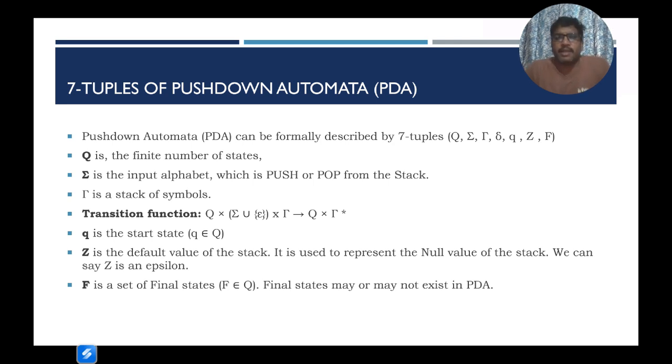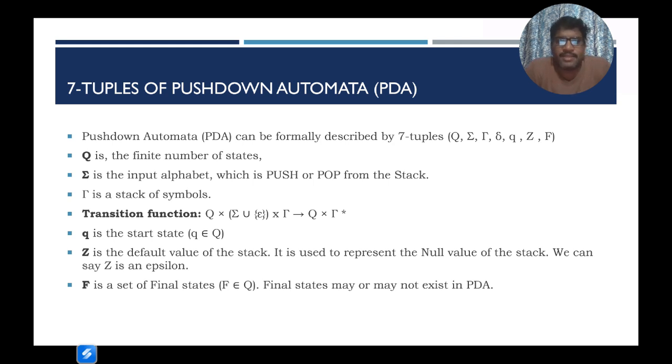The PDA can be defined formally as a 7-tuple: Q, sigma, tau, delta, q0, Z and F. Here Q is a finite set of states, sigma is the input alphabet, with operations push or pop on the stack. Tau is the set of stack symbols. Delta is the transition function, Q cross sigma union epsilon cross tau gives Q cross tau star.